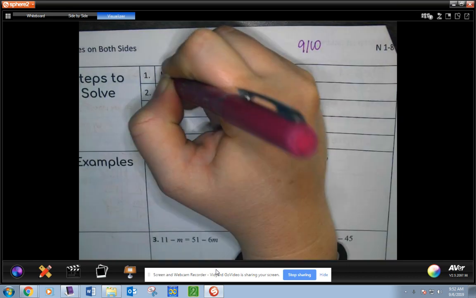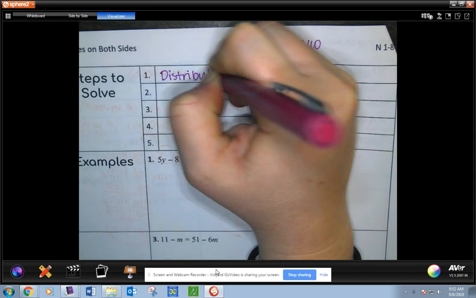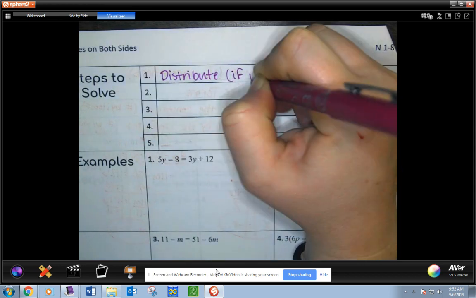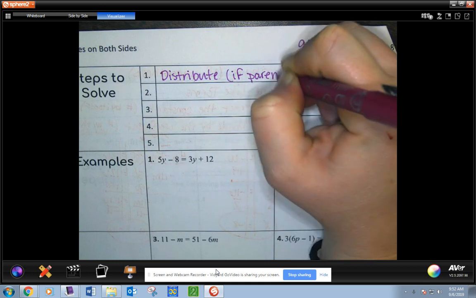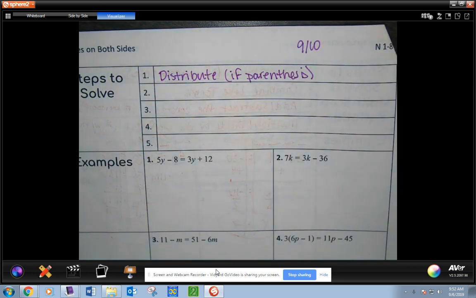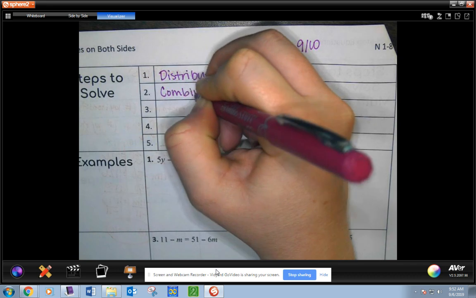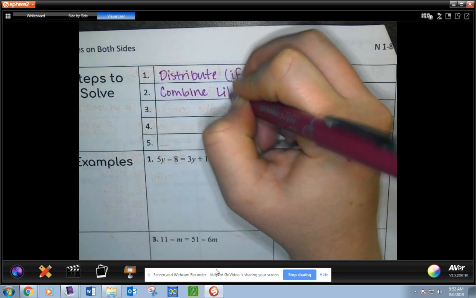So the first thing you're going to do, just like we did yesterday, is distribute, and that's if there's parentheses. If there's no parentheses, we're not distributing. Remember, distribute just means you're multiplying. For step 2, we're going to combine like terms, just like what we did yesterday.